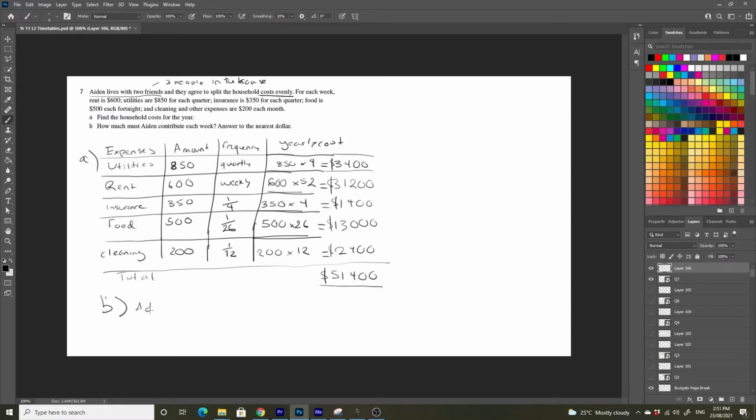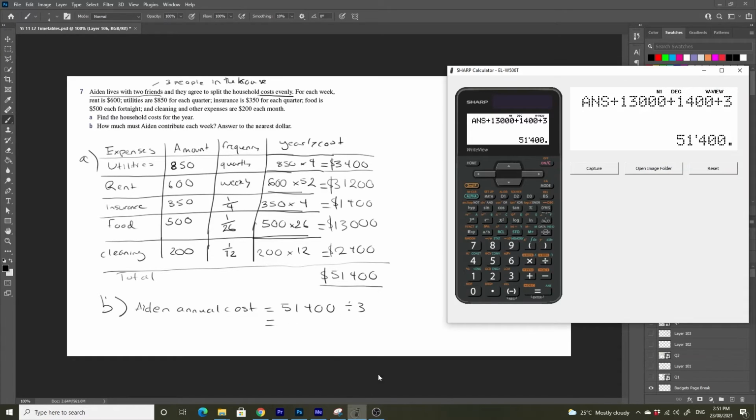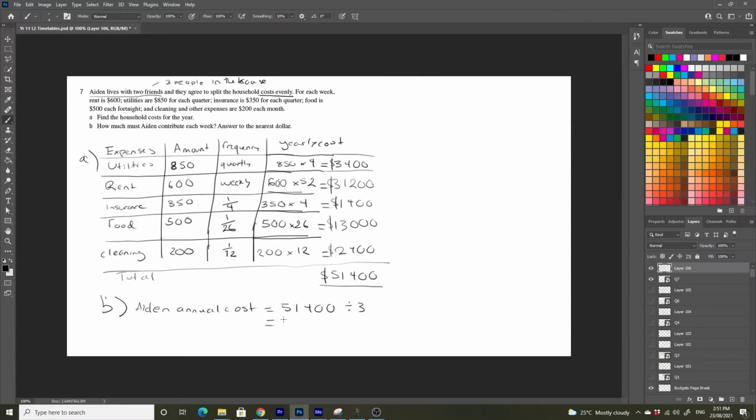So Aiden's annual cost is equal to 51,400 divided by 3. That's $17,133.